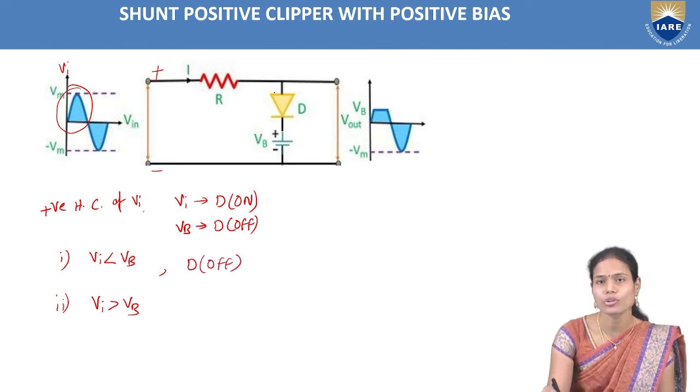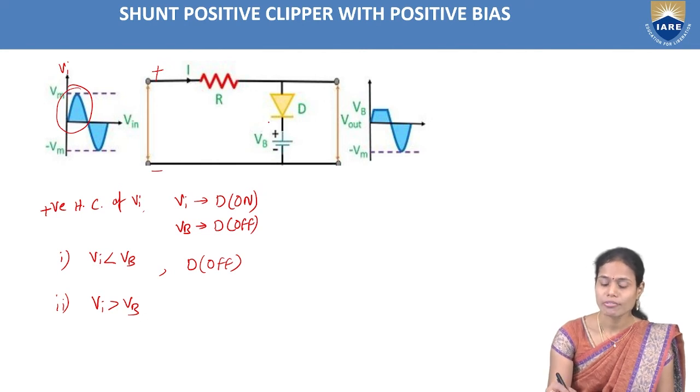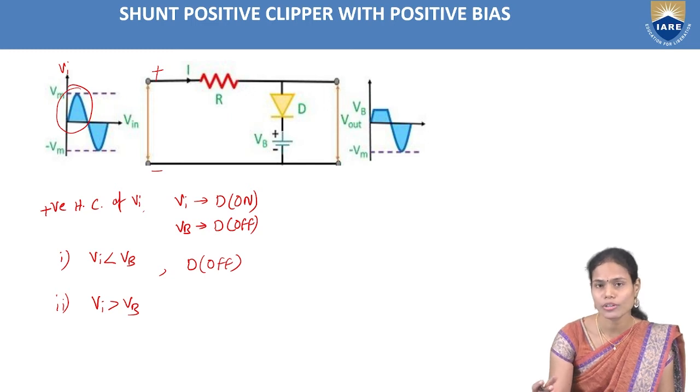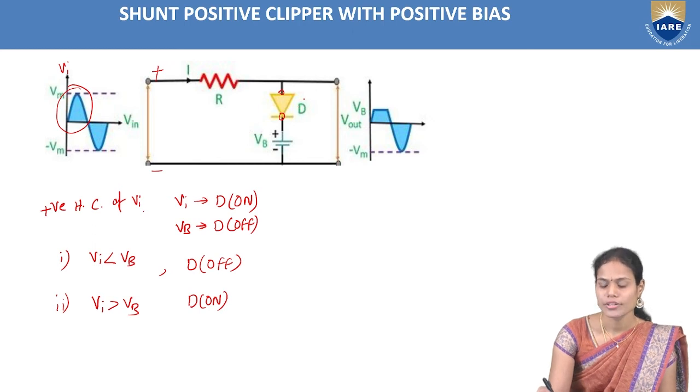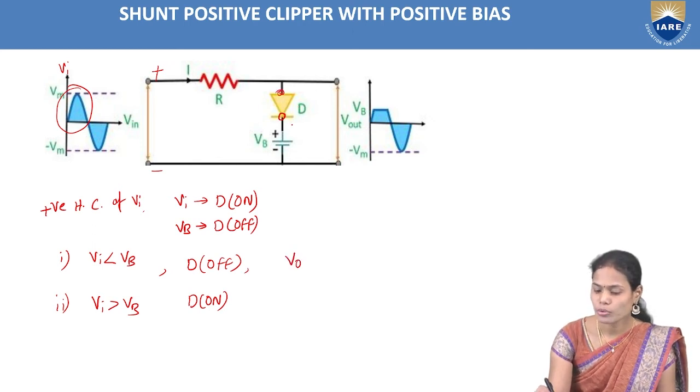Why? Because for the anode terminal we are providing less positive voltage compared to the cathode terminal. So that's why it is in off state. But if my input voltage exceeds the battery voltage, that is, for the anode terminal we are providing more positive voltage compared to the negative terminal, the diode will enter into the on state. Once the diode is in off state, it is open. How much output voltage will I get here? Once it is open, there is no chance of signal coming here.